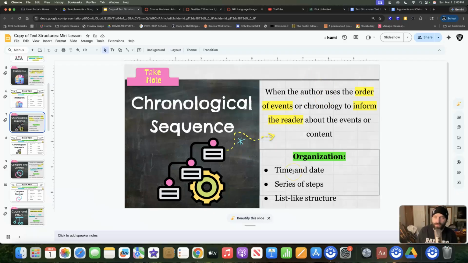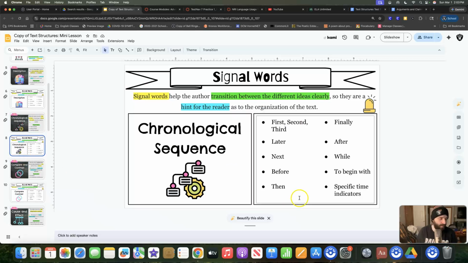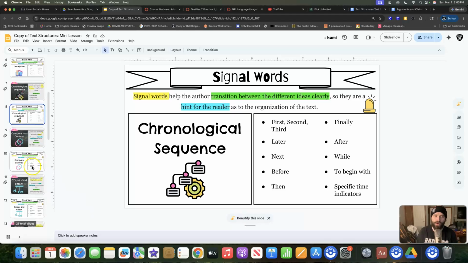So it doesn't just mean, oh my God, I see dates, right? Yes, but they have to be going in order. Look at these things going in order. Here are probably the easiest to identify. To me, this and compare and contrast are the two easiest as far as signal words.